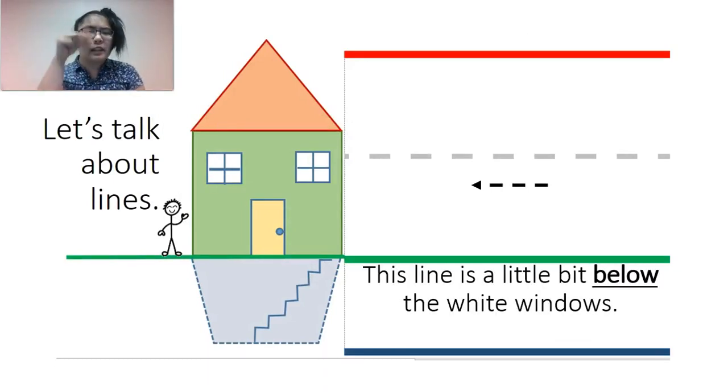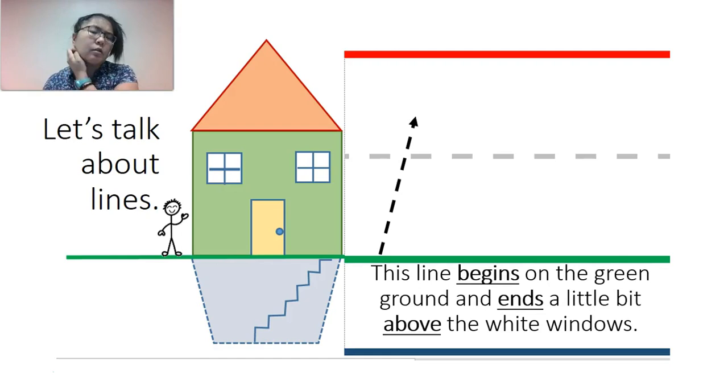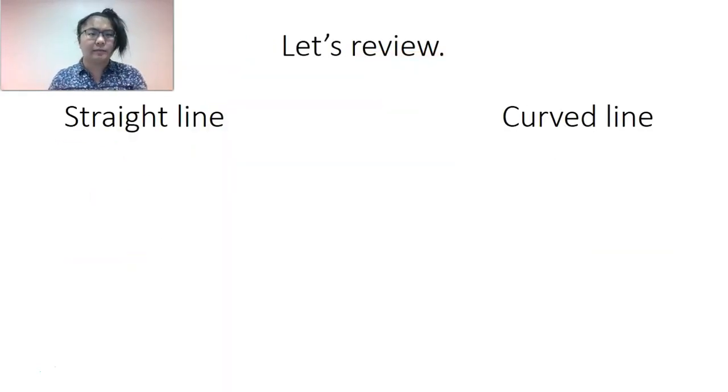This line is a little bit below the white windows, a little bit below. These are important to know in examples like this. This line begins on the green ground and ends a little bit above the white windows. It ends a little bit above. Good. So let's review. I've asked some more of my big helpers to demonstrate some of these lines.